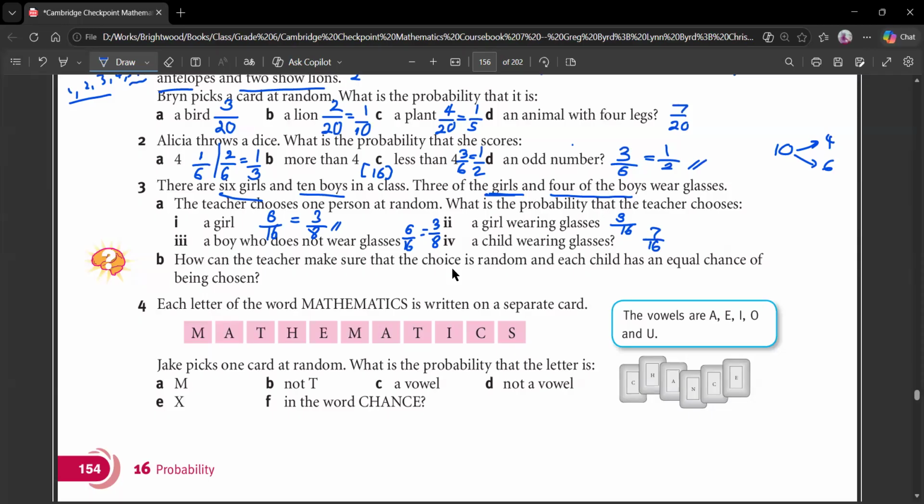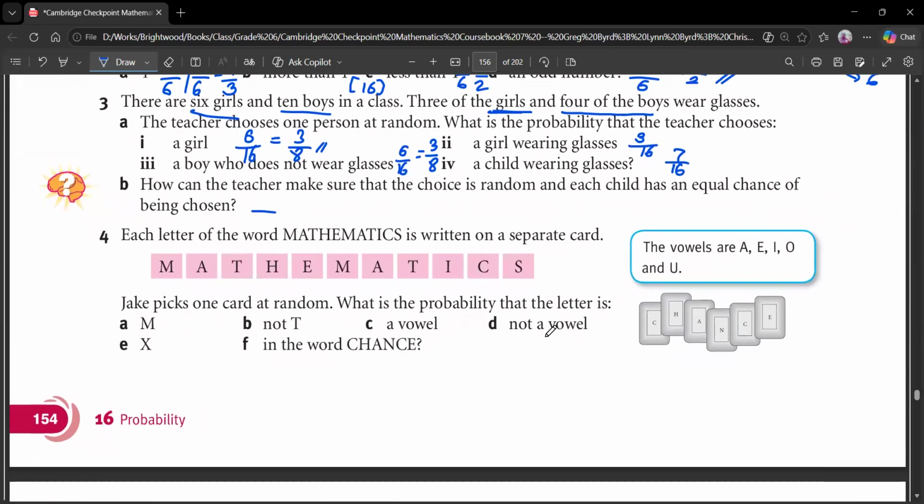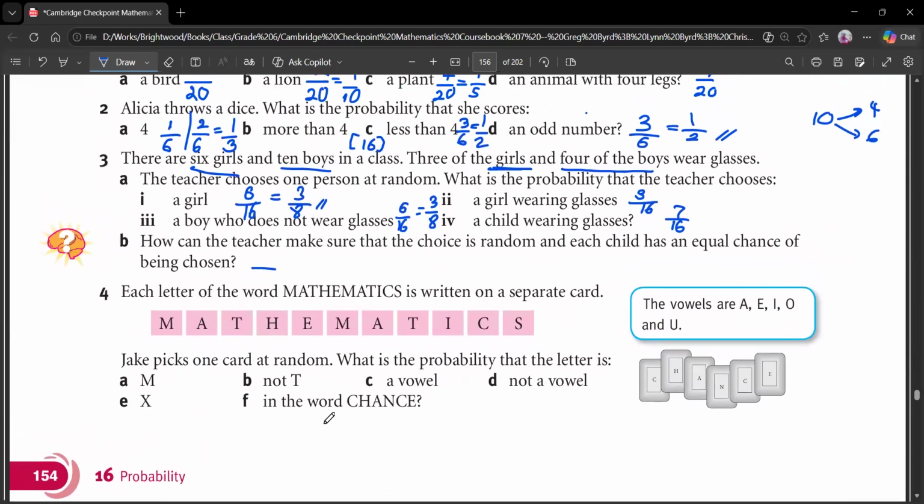Now, how can the teacher make sure that the choice is random and each child has an equal chance of being chosen? No need to consider any special feature to take in that one, so each of them has an equal chance. Okay, so it's an equal chance for all of them. Clear? So you can write it and try the fourth question. Yes, please try. They have cards, and try it.